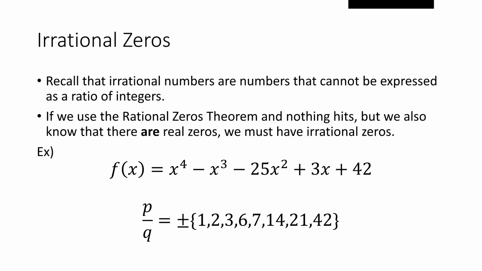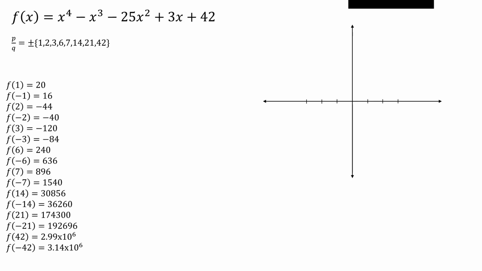So here's an example like that. f of x is equal to x to the fourth minus x cubed minus 25x squared plus 3x plus 42. If you do the rational zeros theorem on this, you get that the list of possible rational zeros is plus or minus 1, 2, 3, 6, 7, 14, 21, and 42. Now, if you plug all of those in, you'll find that none of them are zeros.